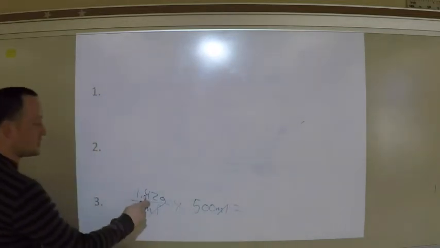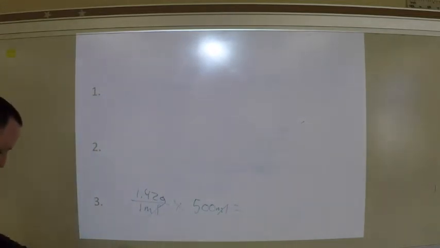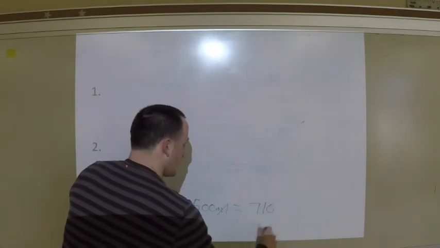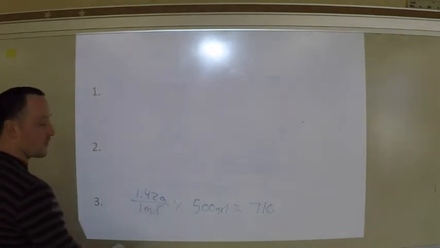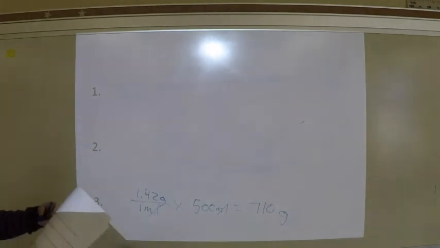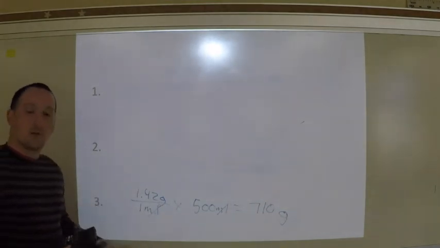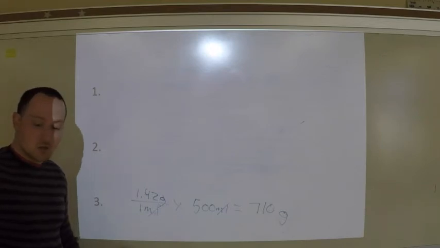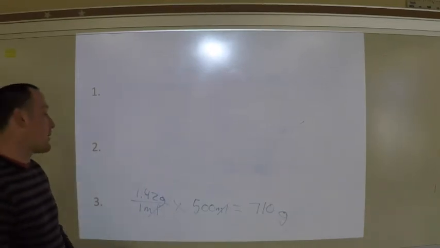So now I just need to do 1.42 times 500, and that gives me 710. Because the only unit that's left is grams, that is how many grams a 500 milliliter solution would weigh. All right? So those are the 3 types of example problems that we have.